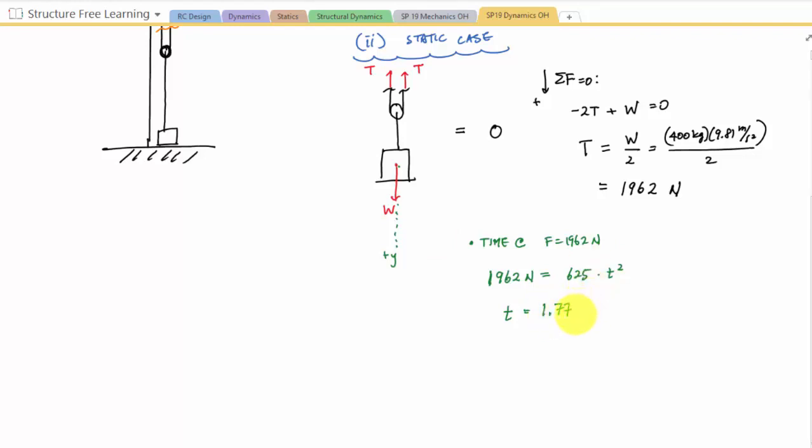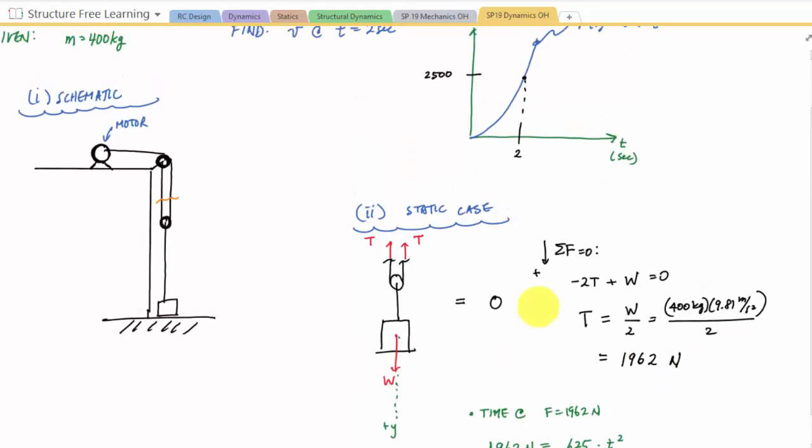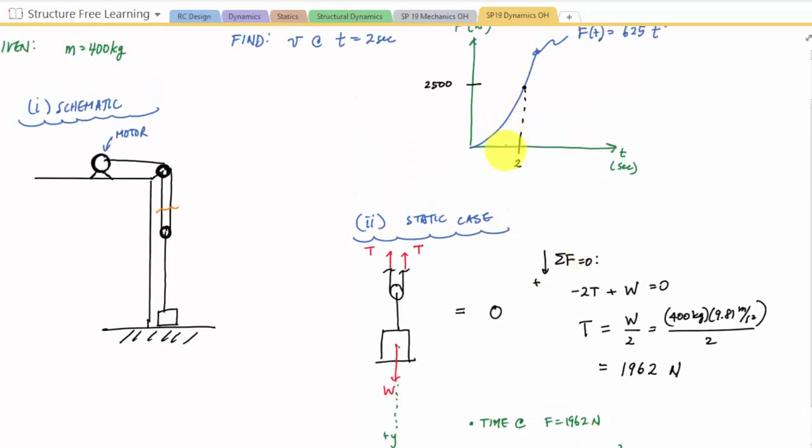1.77 seconds. So that's the time at which the crate starts to move. Right here, this would be 1.77 seconds. Right here, this is 1962. Okay.